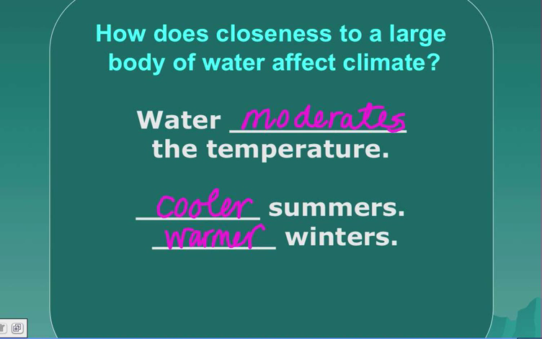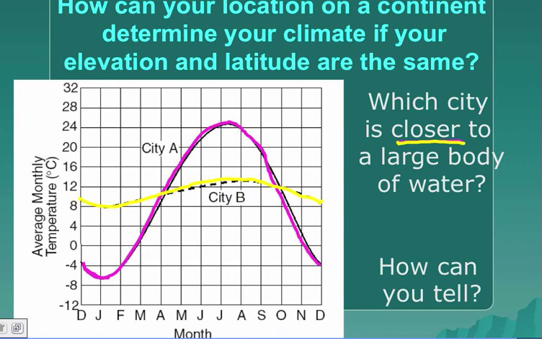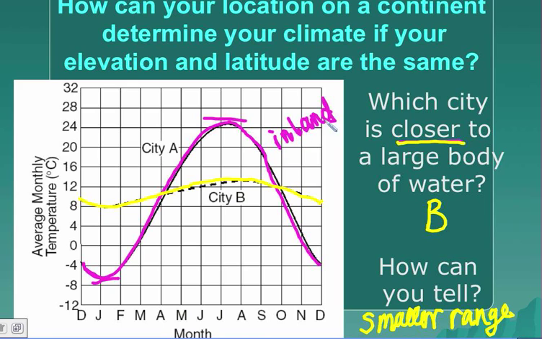If we think back to our discussion, talking about water heats and cools much slower than land, water is going to moderate the temperature, giving the summer a little bit cooler temps and the winter a little bit warmer temps. Knowing that the water moderates the temperature, that definitely tells me B is going to be closer to the water. I know that because I have a smaller range in temperatures, or a smaller change, right? I don't get the big increase or decrease here like I do in City A. This one is clearly the inland city, getting very hot in the summers, very cold in the winters.